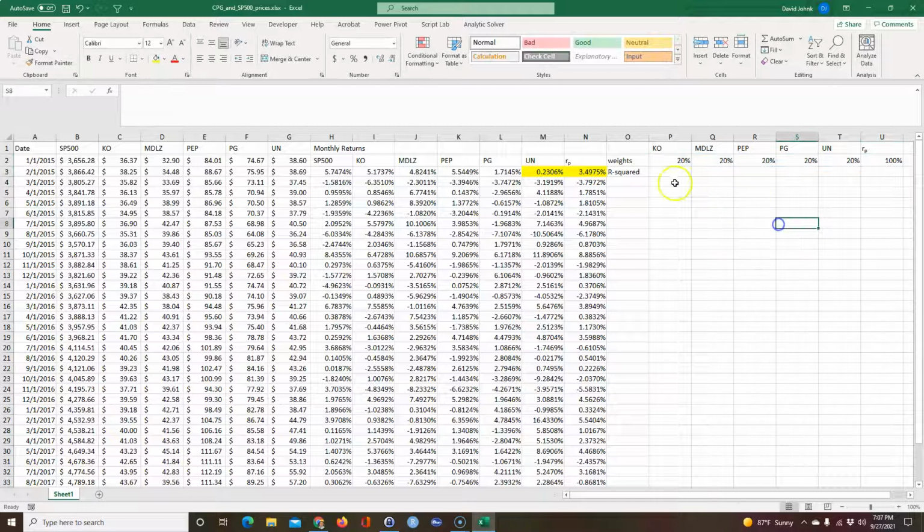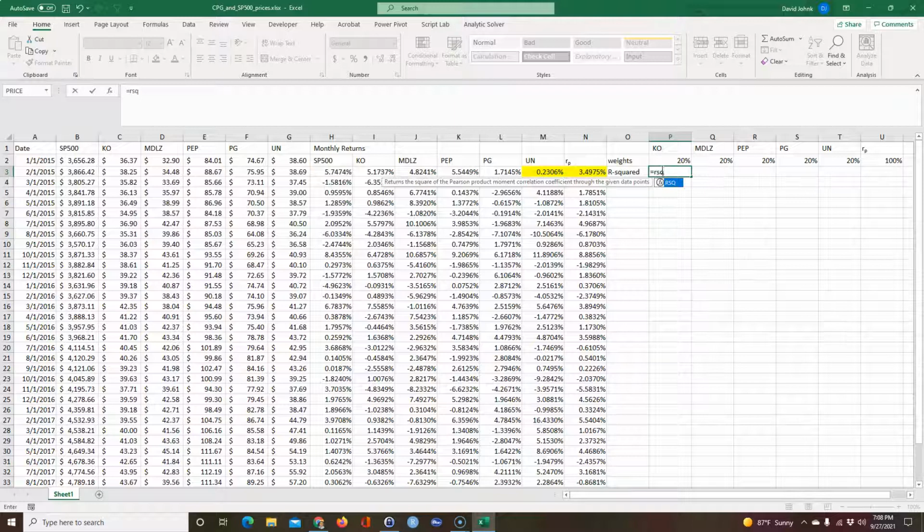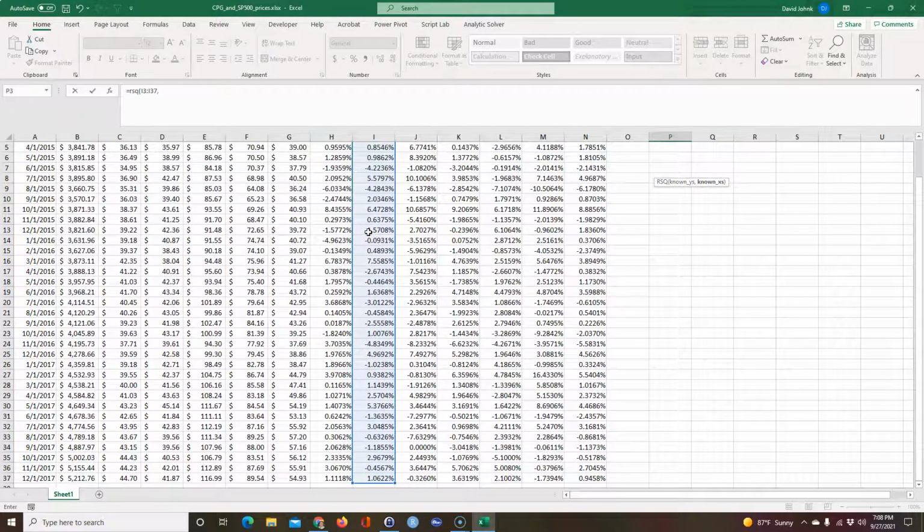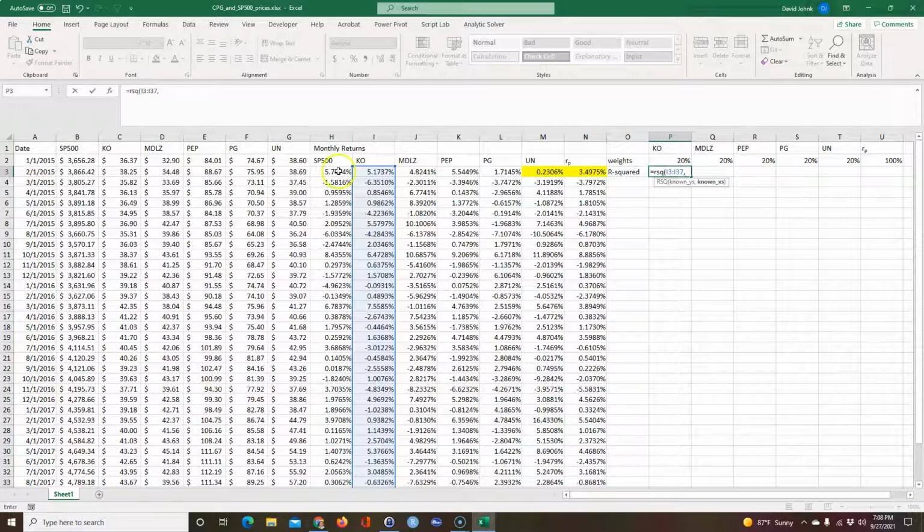So that's 100%. So R squared for each one of these. So we're regressing these. So the R squared between Coca-Cola and the S&P 500, that's basically what you want. So I'm going to go equals R squared, RSQ. They want the known Y's. Well, the known Y's are going to be these Coca-Colas. And the known X's is going to be the S&P 500.